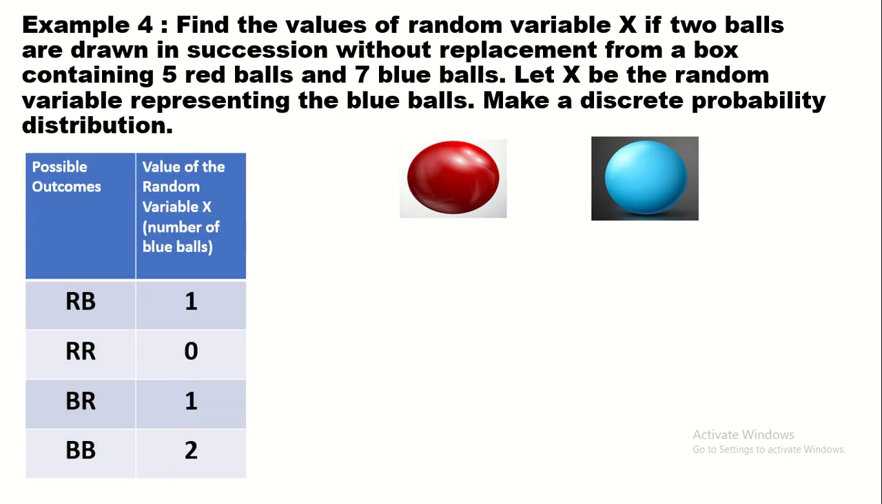Okay, tayo ay may pagkakataon na bumunot sa unang pagkakataon ng dalawang bola. Sa pagkuha natin ng dalawang bola, pwedeng ang combination ay maging red at blue. Pwede rin namang maging possible outcomes ay red and red. Pwede rin namang maging blue and red. Pwede rin namang maging blue and blue. Ito po yung mga possible outcomes. At ito naman po yung random variable X na nakafocus lang kay blue ball. Okay? So, ang sample space natin ay 0, 1, and 2 lang.